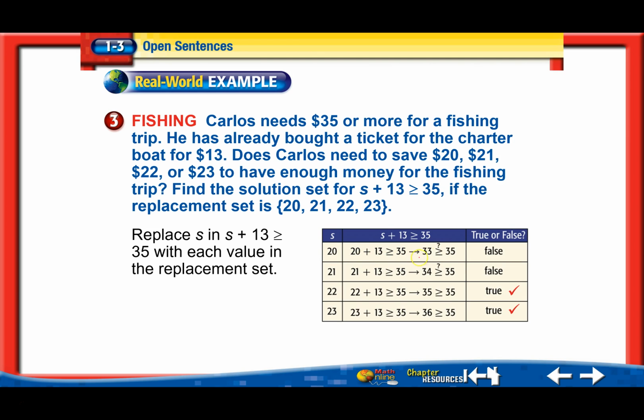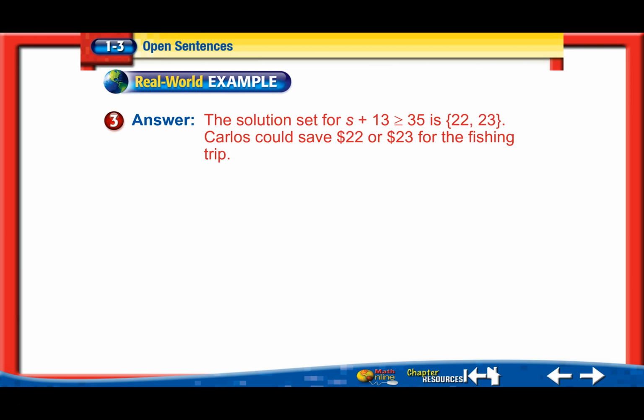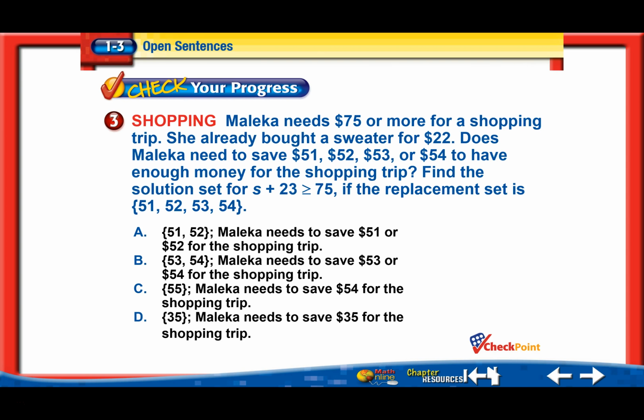So we're going to punch those in here. 20 plus 13 comes out to 33. Is that greater than or equal to 35? False. 21 plus 13 comes to 34. Nope, but we're getting closer. 22 plus 13 comes out to 35. Is that greater than or equal to 35? Yes, we have one answer. And then 36 will be a second answer. So now we have two answers in our solution set. The solution set is going to be 22 and 23. Try this one and go.